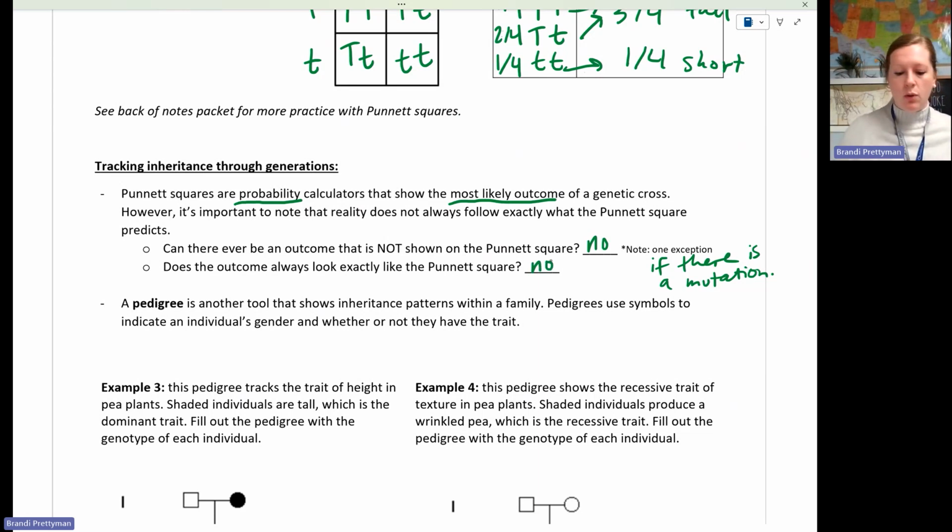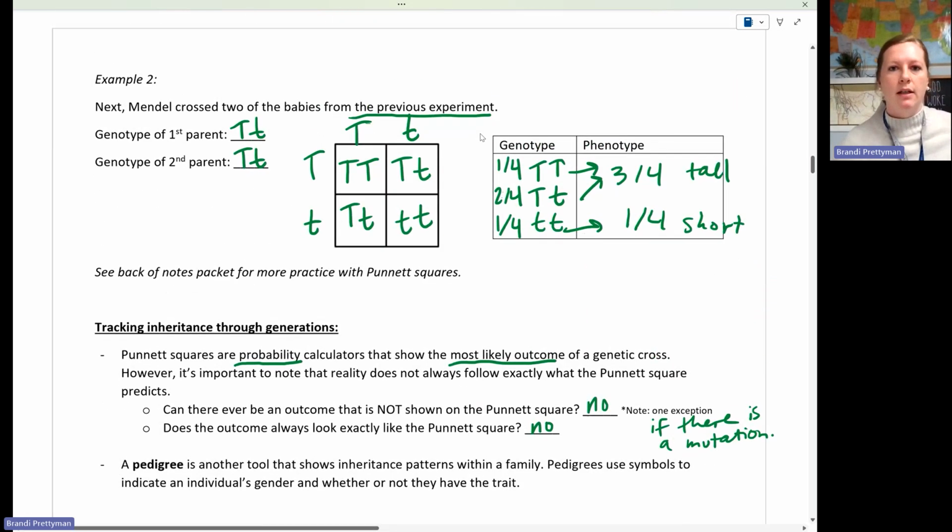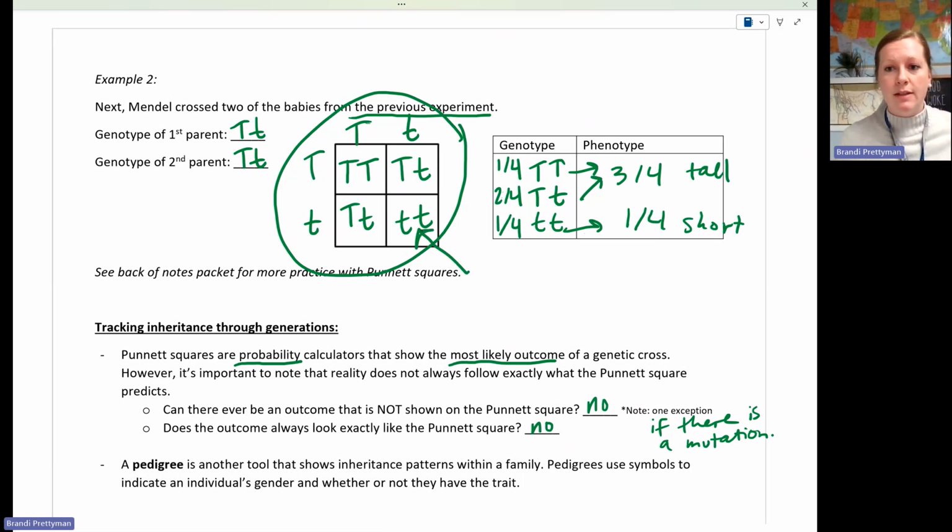Because like I said, you can flip a coin 10 times, you should get 50-50, but sometimes you don't. So I could have a Punnett square that looks like this. I could have a heterozygous cross. Statistically, I'm supposed to have 25% of my offspring homozygous recessive, short. The recessive trait should be shown. It's possible that I could do a heterozygous cross and get 100% of my offspring short. Like I could have 4 offspring actually made and they could all be short. That's possible. It's not probable, but it's possible.